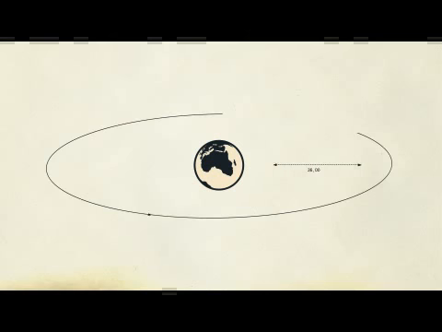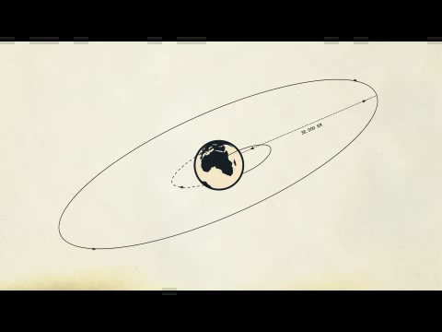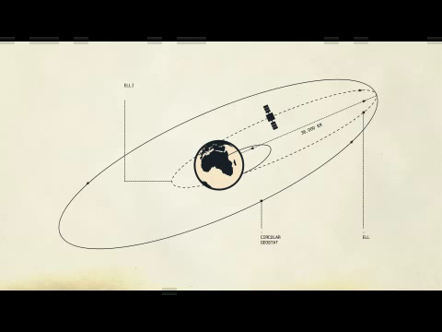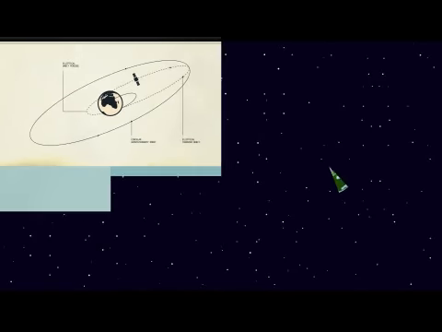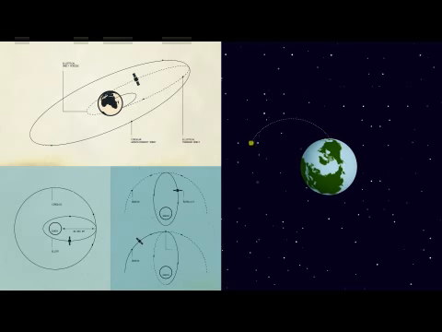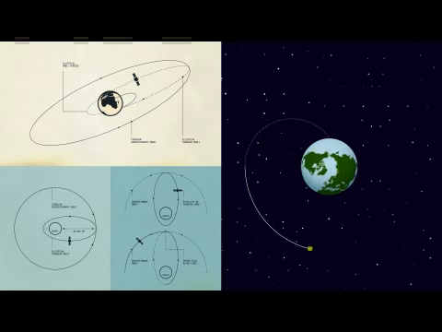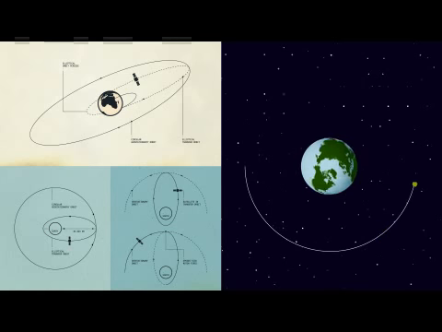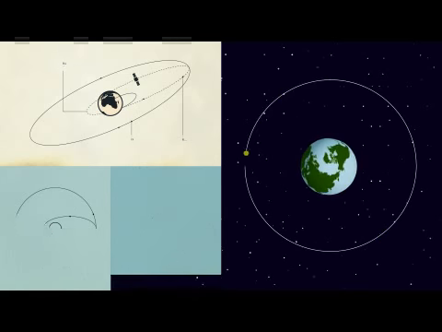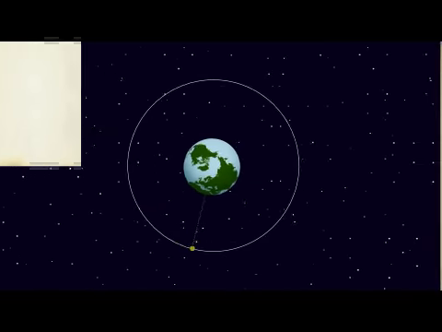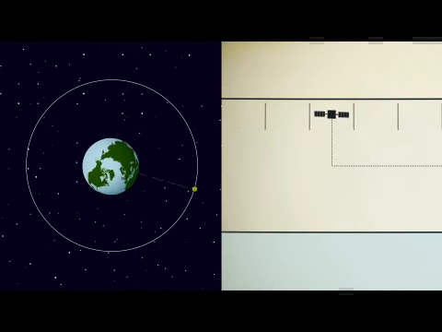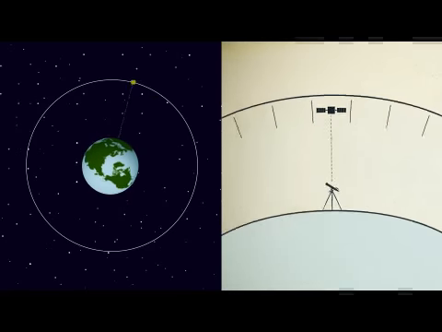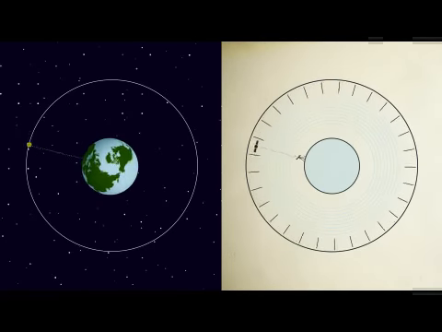If you got it just right and managed to throw an apple to around 36,000 kilometers above the equator, you would find an orbit where your apple is going around at exactly the same angular speed as the Earth is turning. This is known as a geostationary orbit. The satellite would appear to stay still to someone watching it from the Earth's surface.